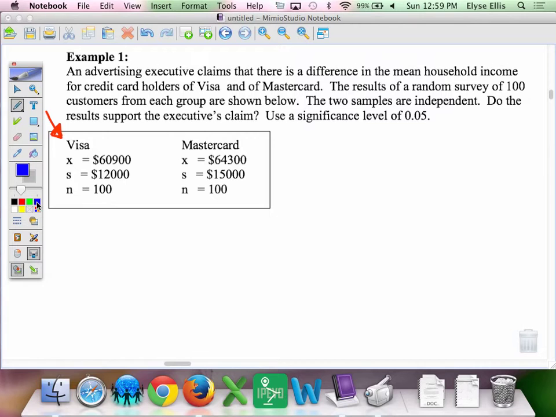Now, if we're going to go through our steps, the first thing we always do is start with our null and our alternative. I'm going to use mu1 and mu2, using that first format. We are claiming that there is a difference. We don't know if it's bigger, smaller, anything like that, but just that there is a difference, not equal to. That's going to make our alternative the claim, and the opposite, equals, goes into our null.